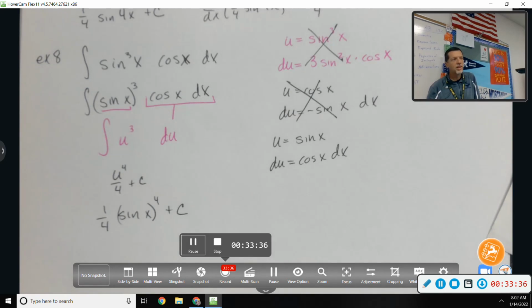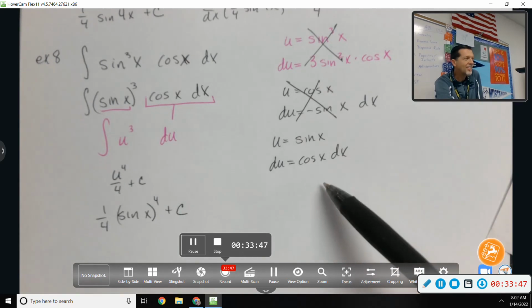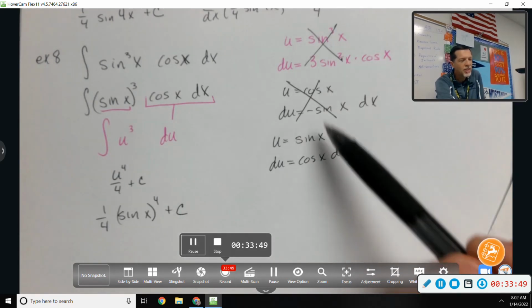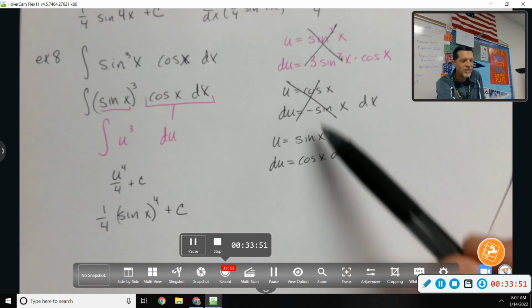So that was a good one, because the more complicated they are, the more options you have for u, and the more chances there are to mess up what u is. Again, this happens a lot. Even when I see a new one that I haven't seen before, it's a little bit of trial and error until something works.